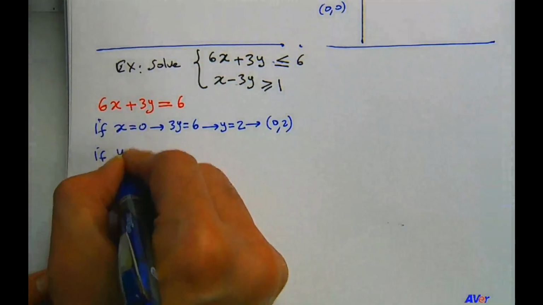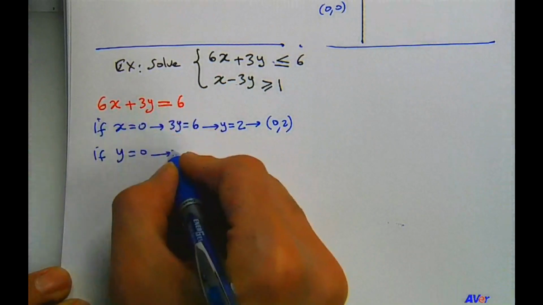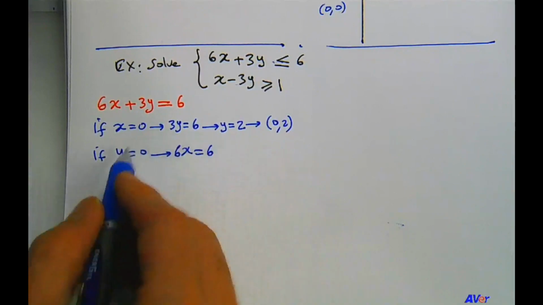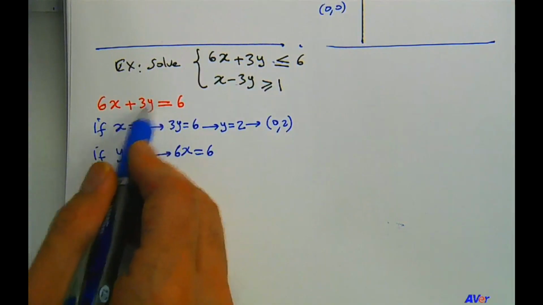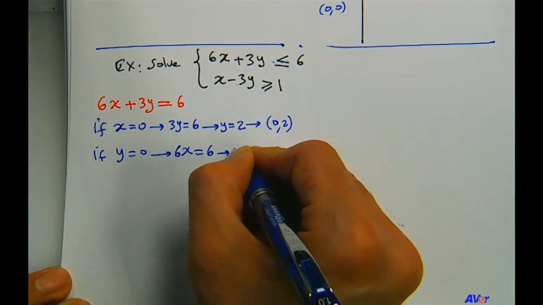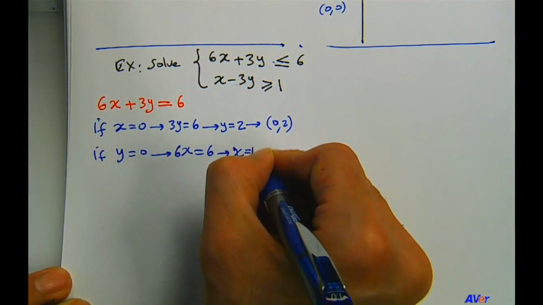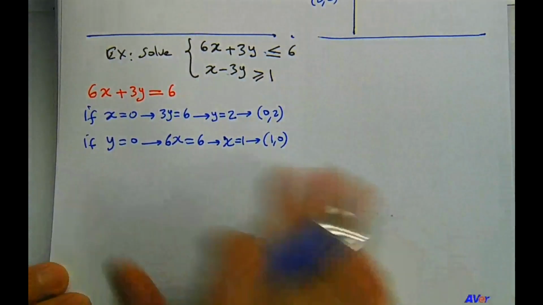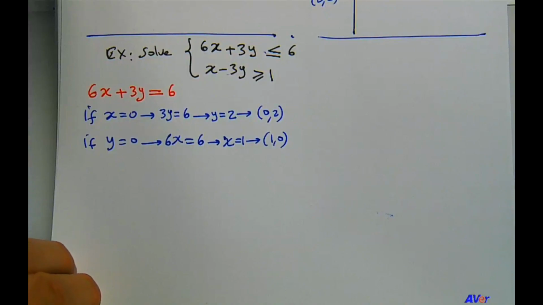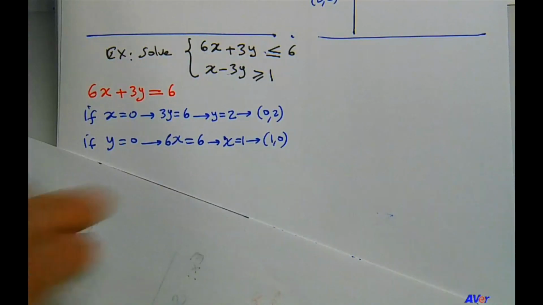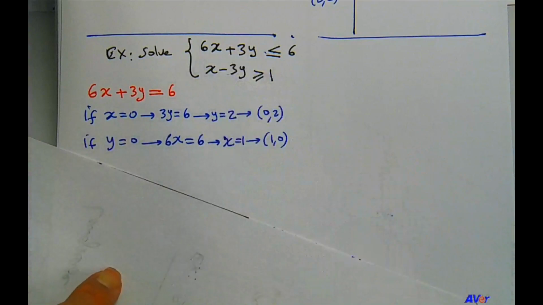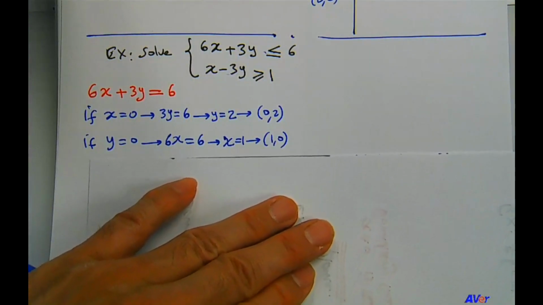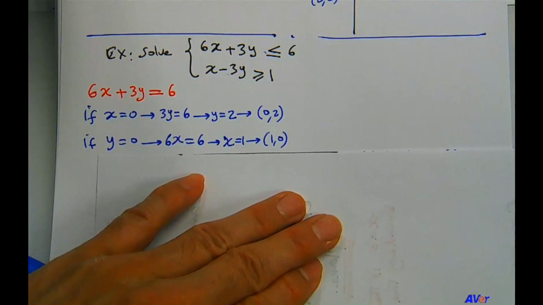If y equals 0, then we have 6x equals 6, because with y equals 0, that term drops out. So with that, we get x equals 1, or (1, 0) is the x-intercept for that line. So let's draw that line. And then we'll draw this one, like that.